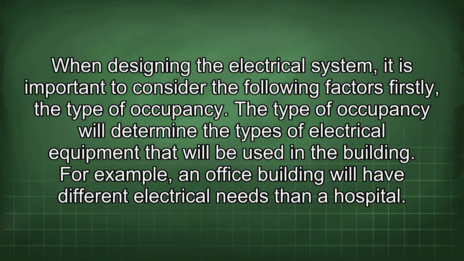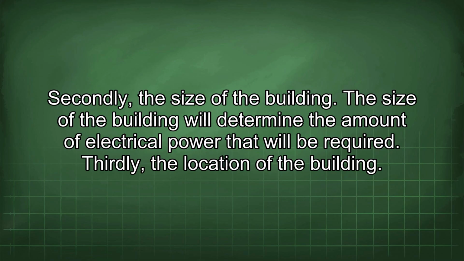When designing the electrical system, it is important to consider the following factors. Firstly, the type of occupancy. The type of occupancy will determine the types of electrical equipment that will be used in the building. For example, an office building will have different electrical needs than a hospital. Secondly, the size of the building. The size of the building will determine the amount of electrical power that will be required.